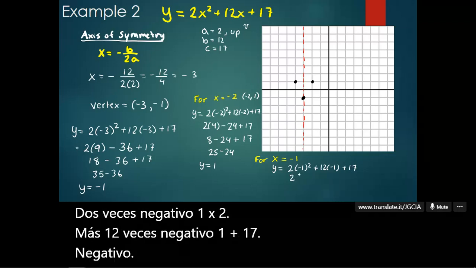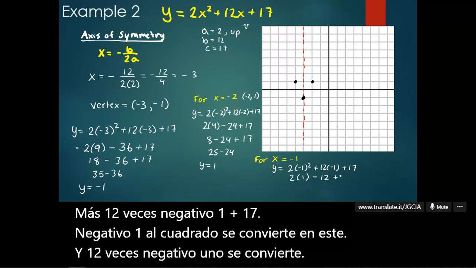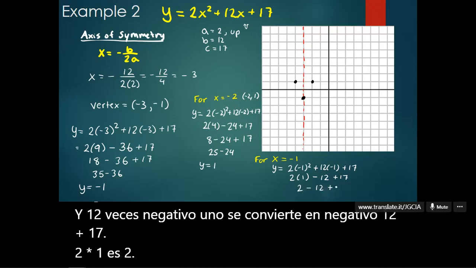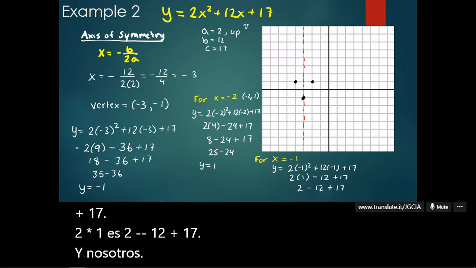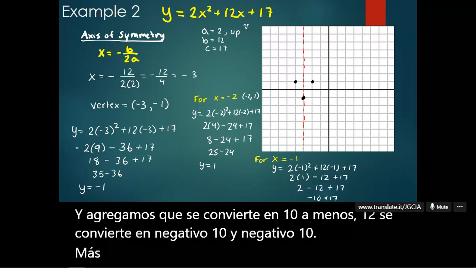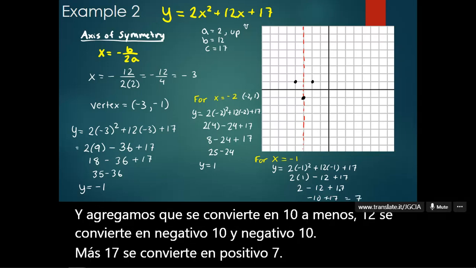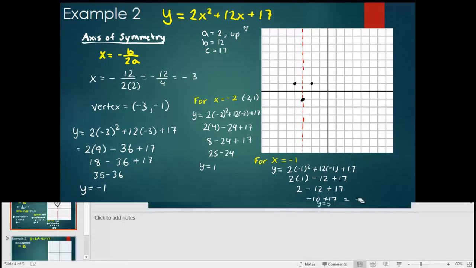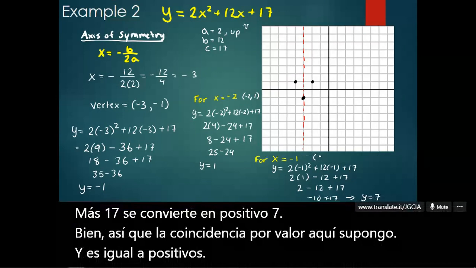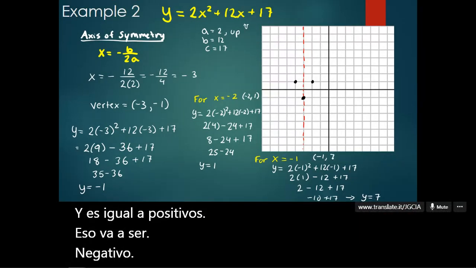-1 squared becomes just 1. And 12 times -1 becomes -12 plus 17. 2 times 1 is 2 minus 12 plus 17. And we add, 2 minus 12 becomes -10. And -10 plus 17 becomes +7. All right, so the matching y value here, I guess y equals +7. That's going to be -1, comma, +7.